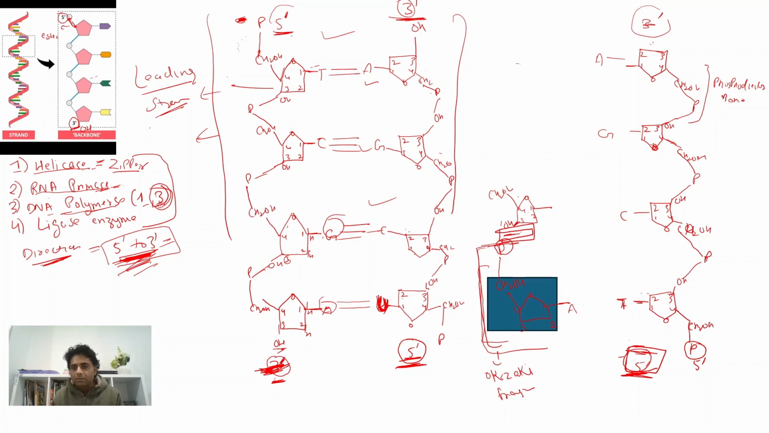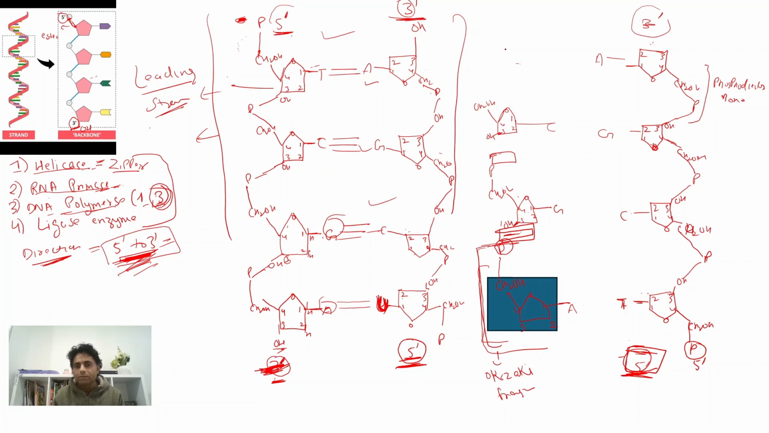So if this is C, this must be A with the T, G with the C. This is the phosphate, and there's a gap here. The next pentose we're going to draw: 1, 2, 3, 4, 5, CH2OH. This pentose sugar doesn't make any bond with the bottom pentose, or the phosphate group. And then G with the C.